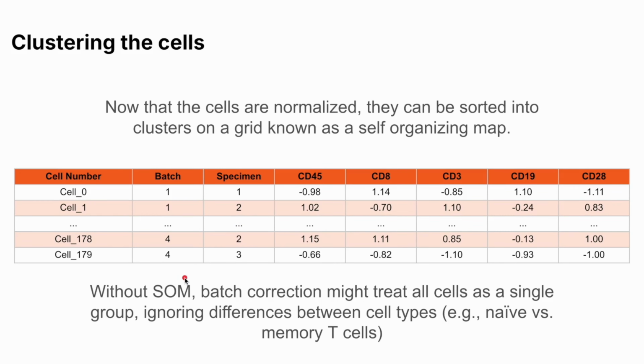It's called SOM. And without this kind of technique, batch correction might treat all cells as a single group, and this could ignore differences between cell types like naive versus memory T cells. So what we do here is put each of these cells into a specific cluster and then do downstream analysis on it. So how does that work underneath the hood?